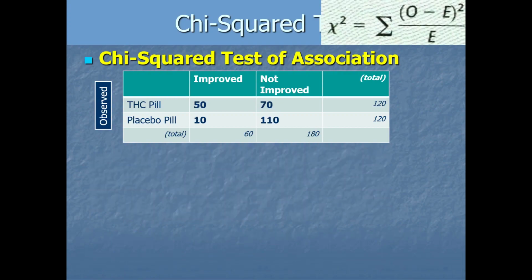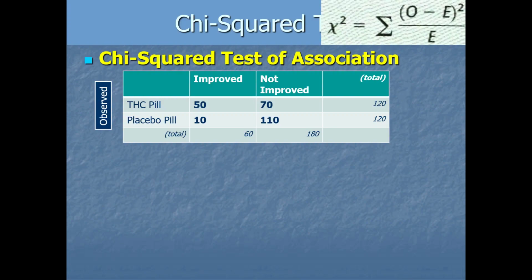So imagine we get data that looks like this. Here's our observed results. At a glance, it does look like the THC pill works, but we want to use inferential statistics so that we know if this is enough to be confident about the effect out in the whole population. So we need to figure out what the expected amount in each cell would be.